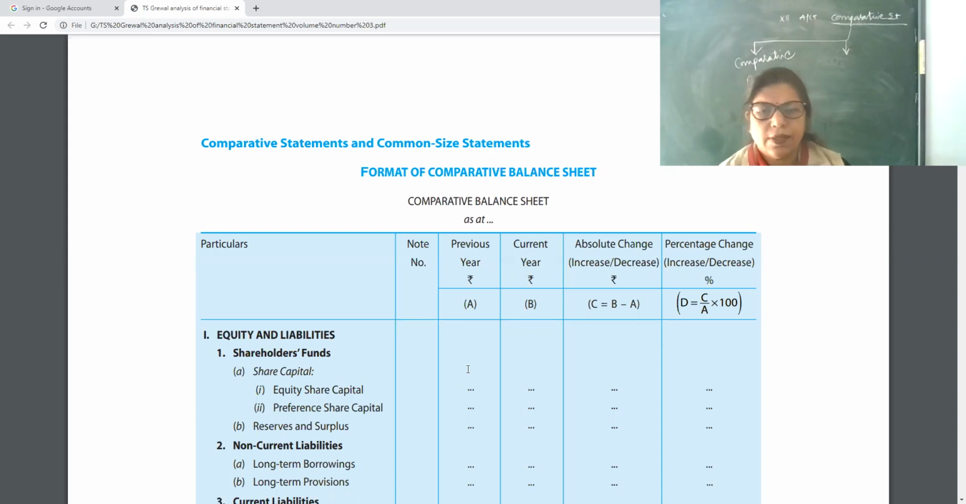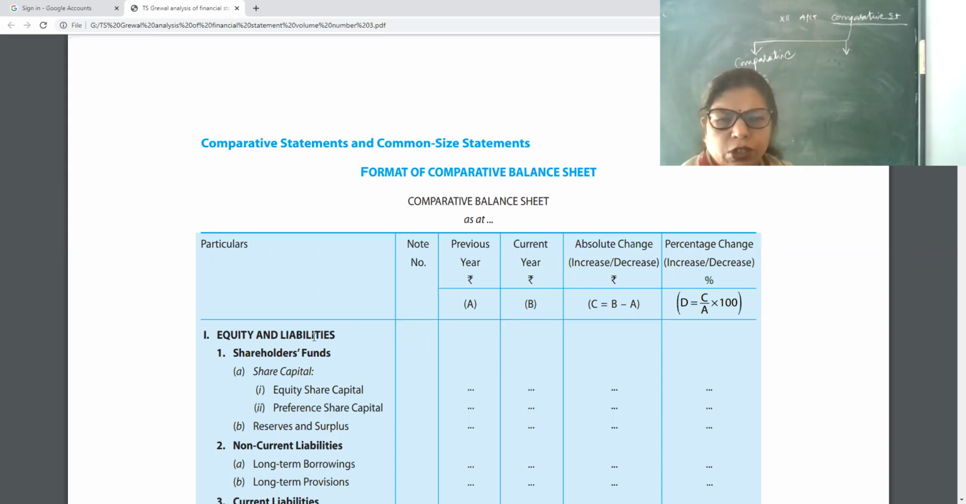Note down. See the format. I already explained to you the format of the balance sheet. You will copy the same format of the balance sheet here. The previous year and current year data are given in the question. Note down one by one.